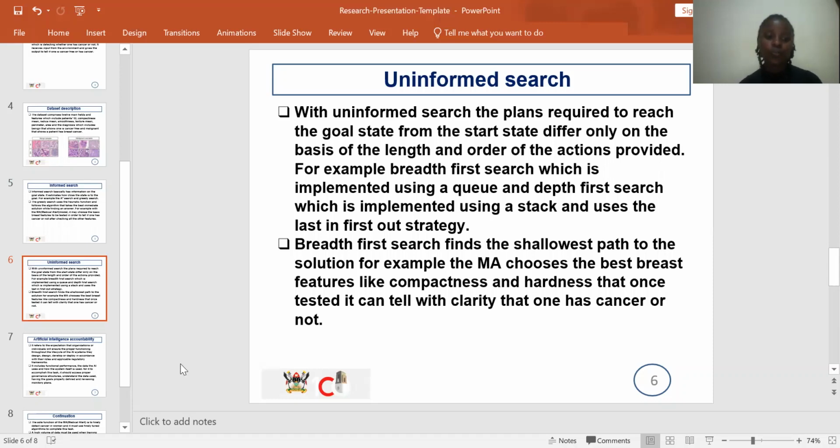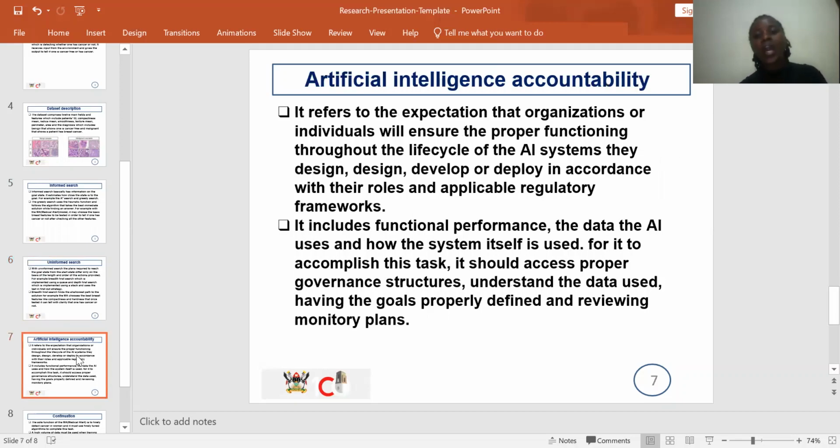And then I'm going to also give my AI accountability. AI accountability refers to the expectation that organizations or individuals will ensure the proper functioning throughout the life cycle of the AI systems they design, develop, or deploy in accordance with their roles and applicable regulatory frameworks. It includes functional performance. With accountability, you consider the functional performance, the data the AI uses, and how the system itself is going to perform.